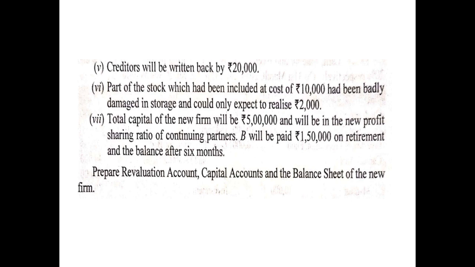And then the seventh point: total capital of the new firm will be 5 lakh and will be in the new profit sharing ratio of the continuing partners. So this will give you the required capital of the continuing partners.